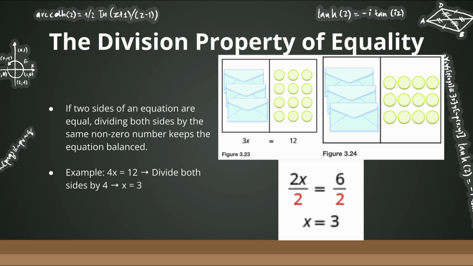Let's take a closer look at an example. Suppose we have the equation 4x equals 12. To solve for x, we divide both sides by 4, which gives us x equals 3. See how dividing helped isolate the x? We'll practice this more in the next slides.